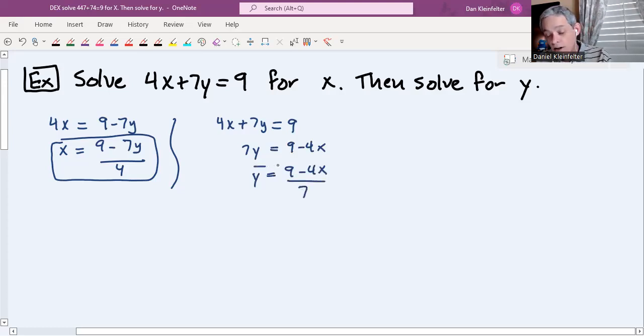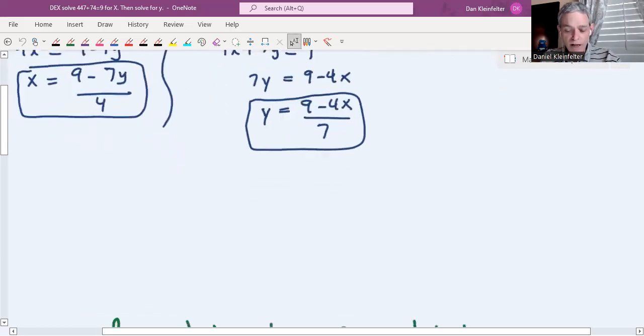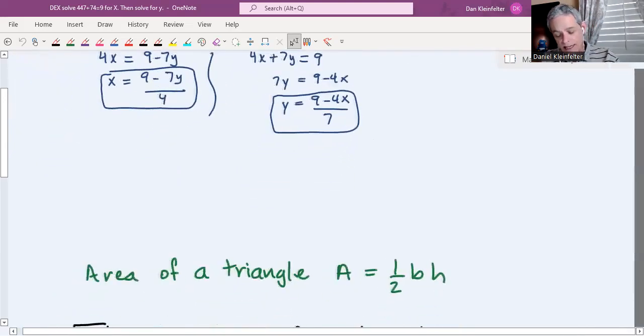Okay, so how do you know which one you want? That depends on what it is that you're trying to do a lot of the time. In this particular example, the second form might be nicer for graphing. In general, it depends on what it is that you're trying to do. For our present purposes, you're pretty much going to be told solve for x or solve for y or solve for whichever variable.